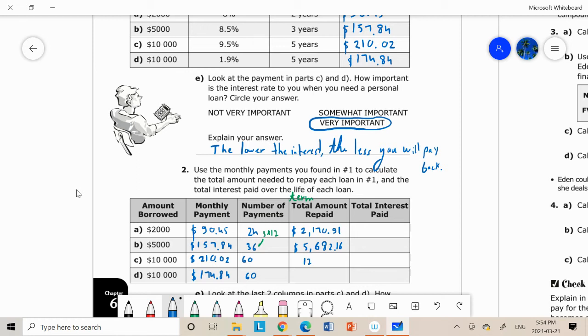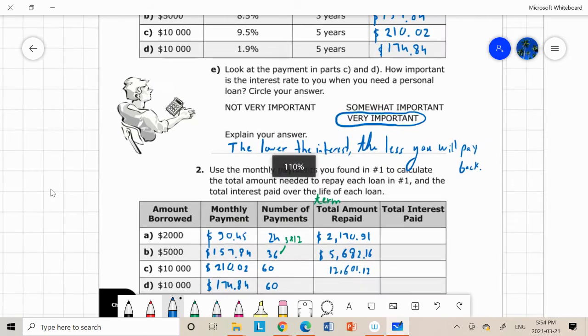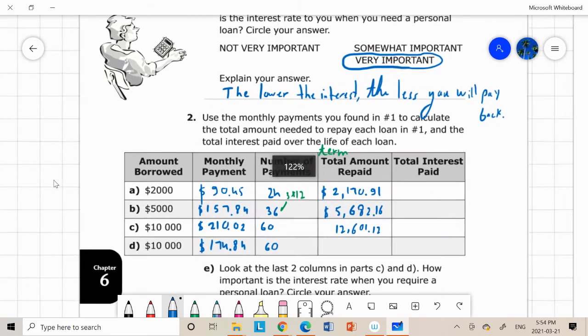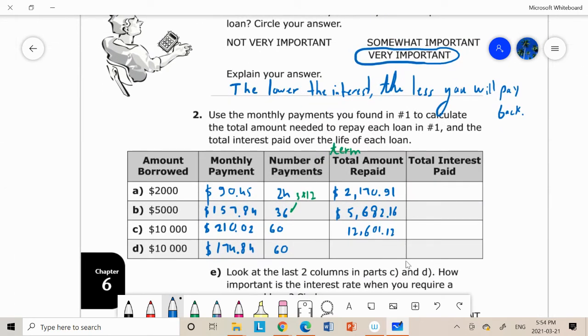Case C, borrowing 10K, 12,601, and with lower interest, multiplying 60 by 174, we get $10,490.43.